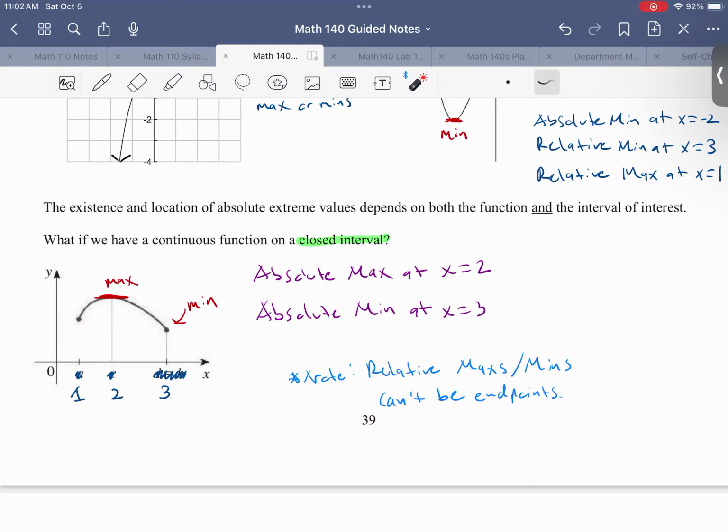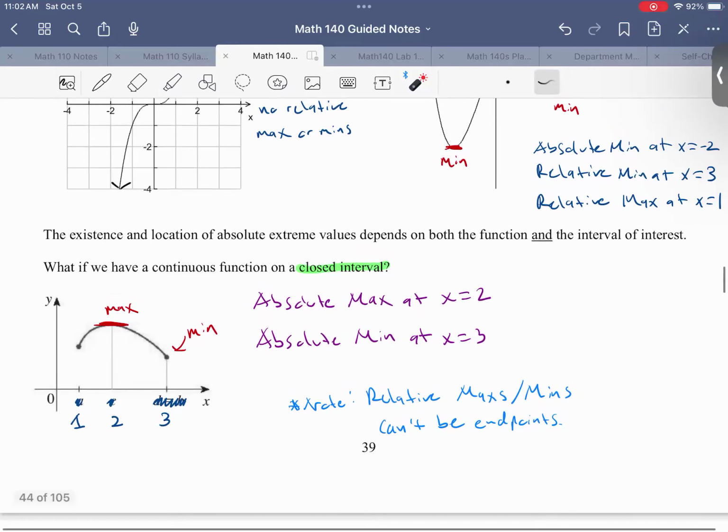Okay, so that's us checking out graphs. After this, we will shift our focus to what if there isn't a graph, and we'll do that next time.